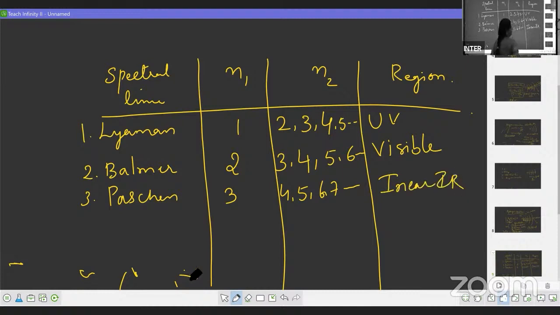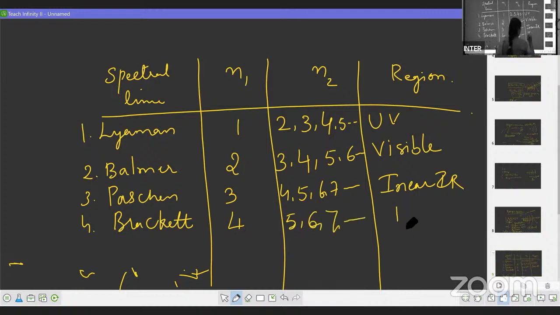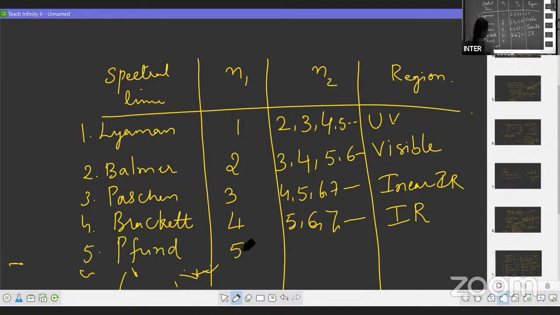IR means infrared. Then fourth one is Brackett series. It is coming to fourth orbit from 5, 6, 7 and so on. So this you can come across in IR region. And the last one is Pfund series. So here electron is coming to fifth orbit. It may come from 6, 7, 8 and so on. So this is also in IR.